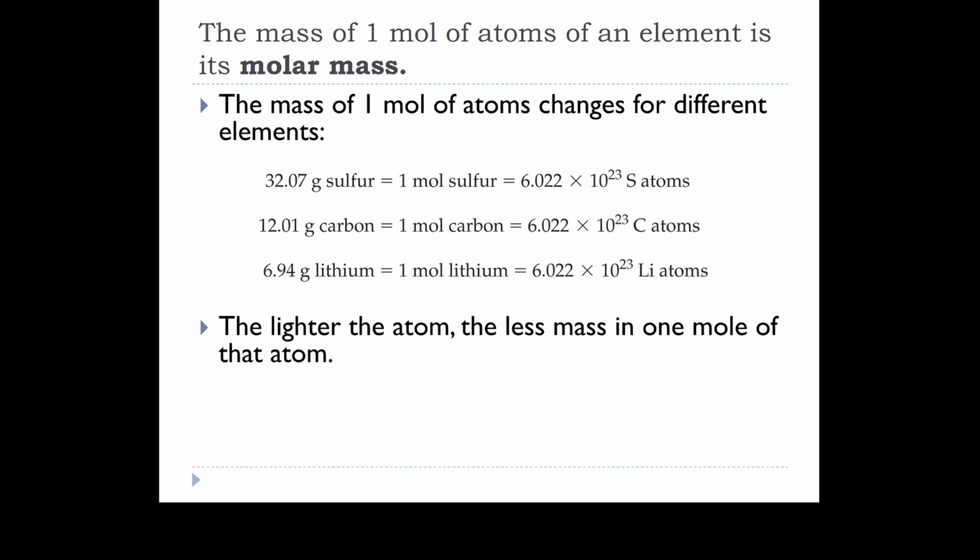So just to drive it home here, if we looked up lithium on the periodic table, we would see this number, 6.94. What that means is 6.94 grams of lithium is the same as 1 mole of lithium. And using Avogadro's number, we know that that means 6.94 grams of lithium is 6.022 times 10 to the 23 lithium atoms. Okay? Now we can do relationships where we can start with grams, we can end with atoms. Or we can go the other direction, right? We can start with atoms, we can end with grams.